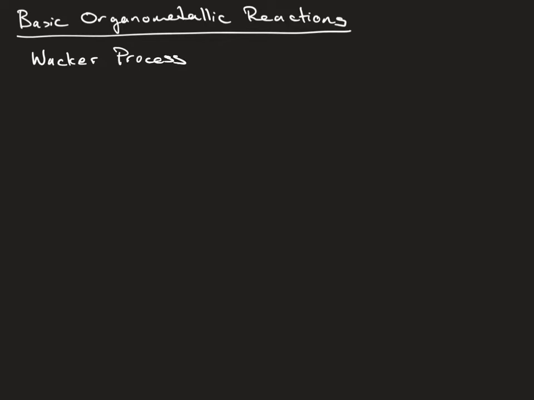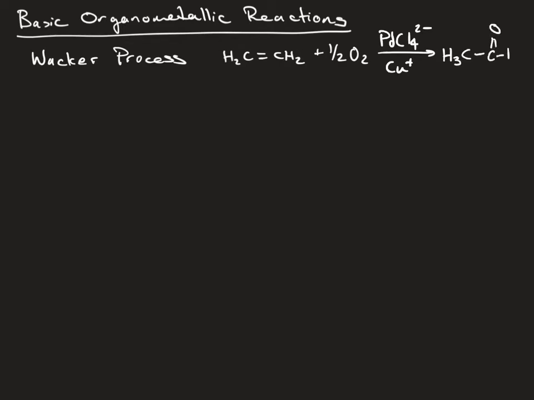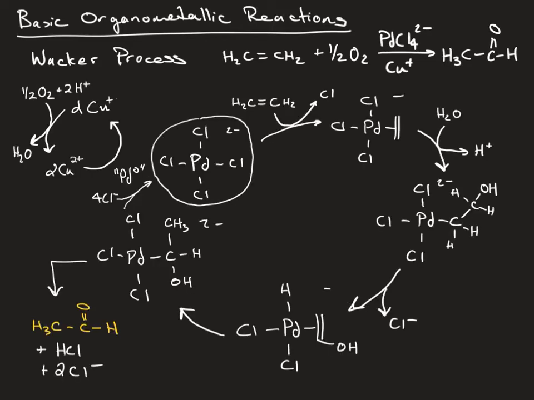the Wacker process is an industrial process for the conversion of ethene plus half an O2 in the presence of palladium tetrachloride and a copper 1 source into the corresponding aldehyde. Starting with palladium tetrachloride, you add in ethylene, displacing a chloro ligand through an associative type mechanism on that square planar palladium compound, forming the pi species here.